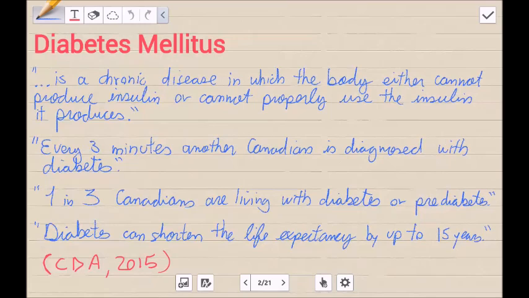So diabetes is a chronic disease in which the body either cannot produce the insulin or cannot use the insulin that is readily available. Every 3 minutes a Canadian is diagnosed with diabetes. 1 in 3 Canadians are living with diabetes or pre-diabetes, and diabetes can have an effect on the life expectancy of patients by up to 15 years, and all of this data has been taken from the Canadian Diabetes Association.